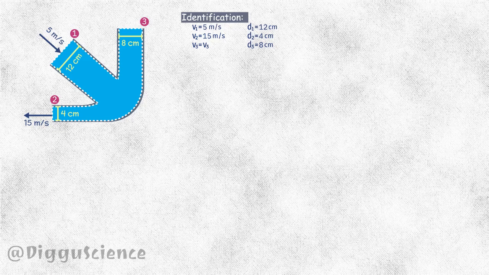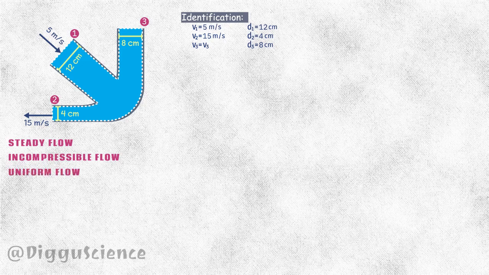The third stage is determining assumptions. The first assumption is steady flow. This means that the speed value at each point is fixed, does not change with changes in time. The second assumption is that the fluid flow is an incompressible flow, because water is an incompressible substance. The third assumption is that the fluid velocity is uniform.